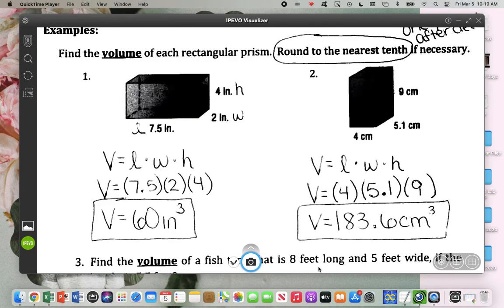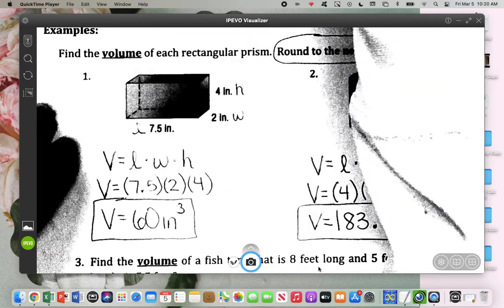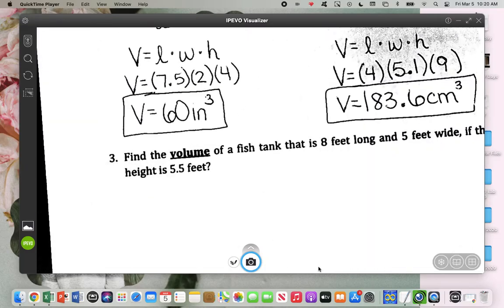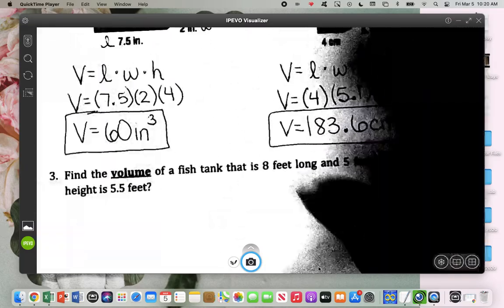All right, what do you guys think? It is easy. Now, I want to know, do you guys all know how to draw a rectangular prism? No. Okay, let's see who can draw the best fish tank down here. So we are finding the volume of a fish tank.